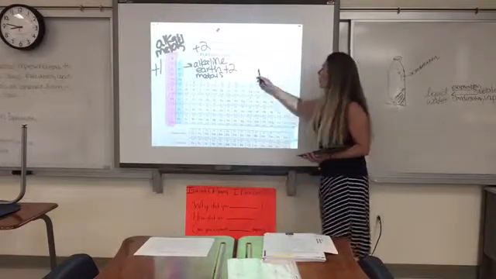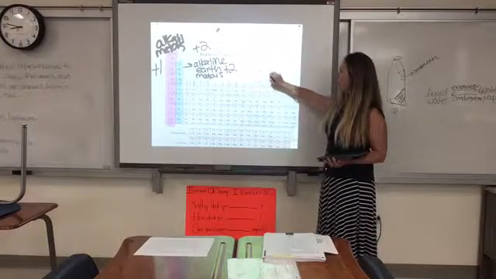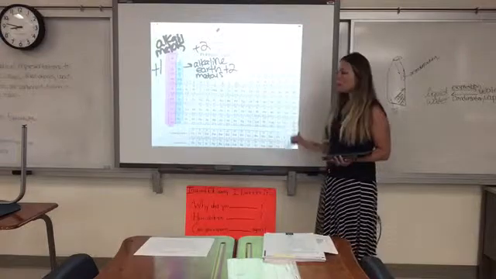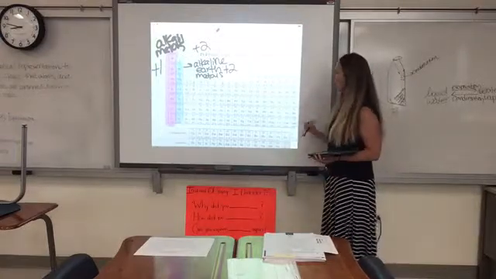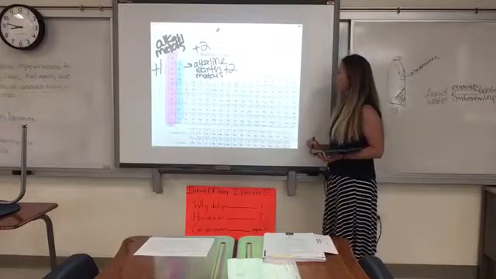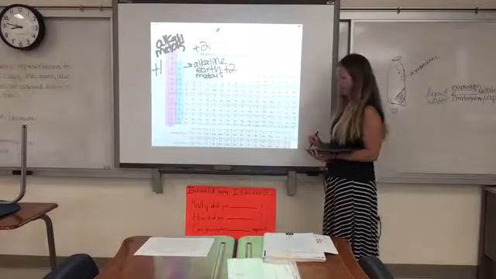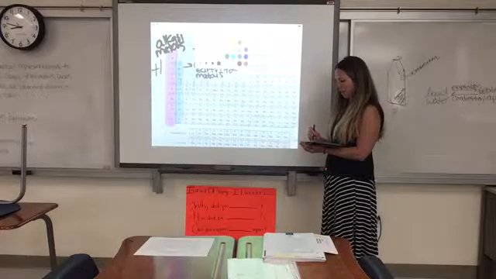Okay, these groups over here, just keep in mind that they're named after the element that's at the top of that column. So group 13 is the boron group. 14 is the carbon group. 15 is the nitrogen group. 16 is the oxygen group.